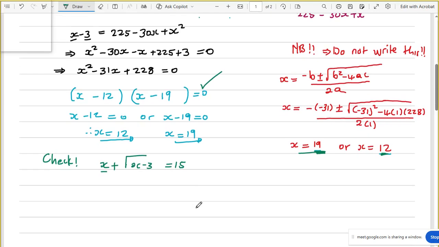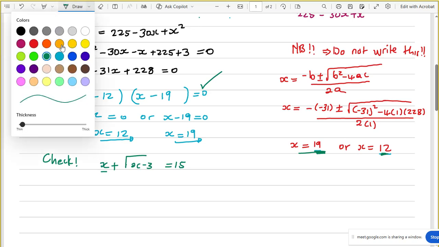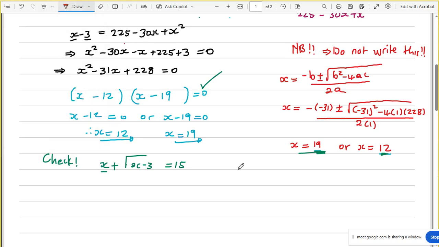Guys, I need you to be my calculator on your side. So to check this, you know what I'm going to do? I'm going to say if x is equal to 19, this will be 19 plus the root of 19 minus 3, it's equal to 15. Then 19 plus this will be the root of 15. Because you have the calculator with you now, this will be 19 plus root 15.